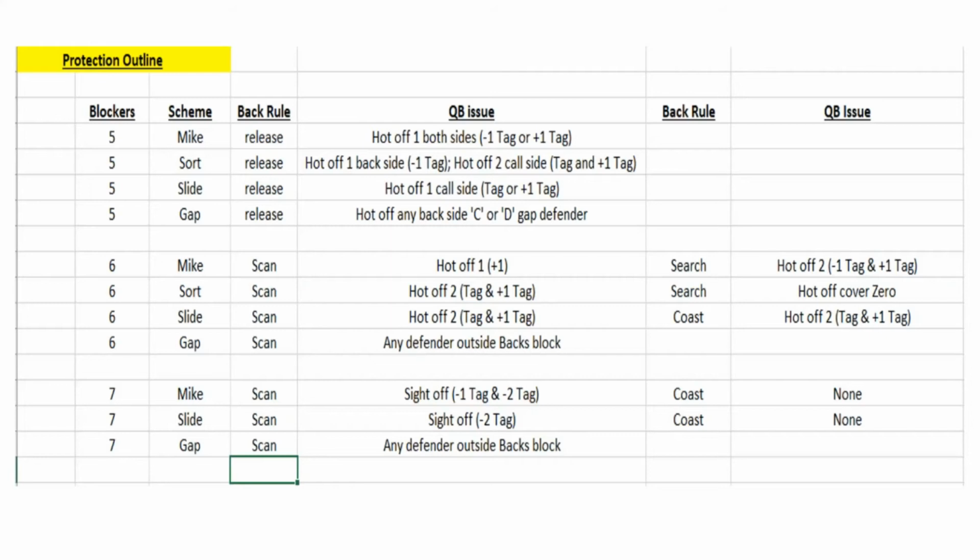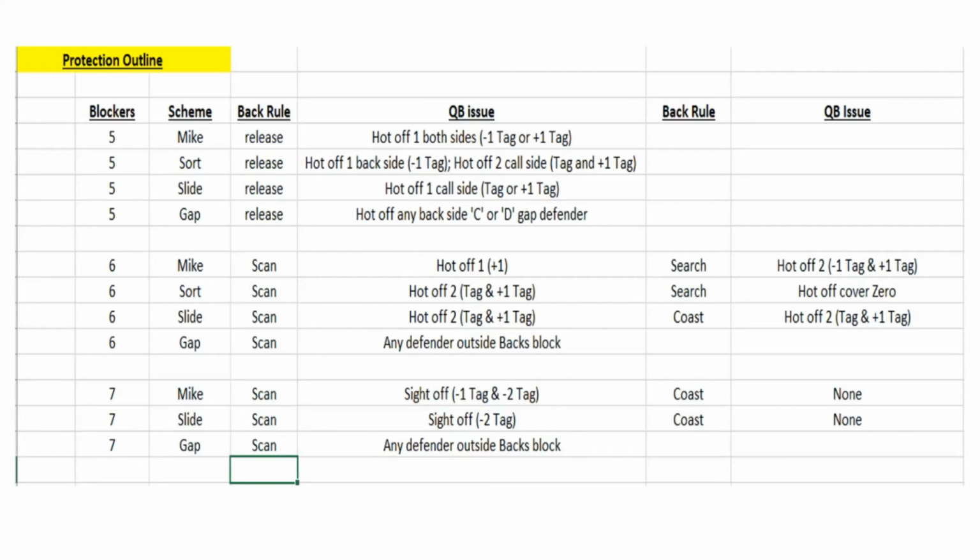And then if you have the back coasting, once again, you're potentially hot off of 2. And then you've got your 7-man protection schemes. Usually the backs are in a scan on a 7-man scheme because we don't have to search, because we've got the other outside linebacker accounted for. And then now the quarterback's just thinking sight, on a 7-man scheme. And if the back is coasting, then we really shouldn't have many issues at all.